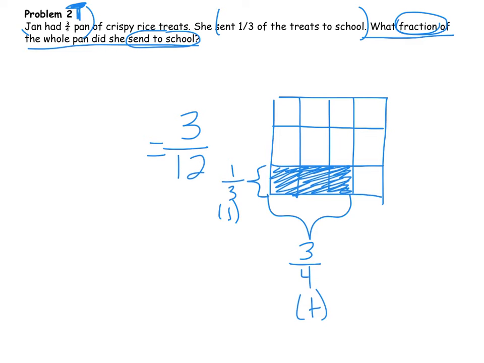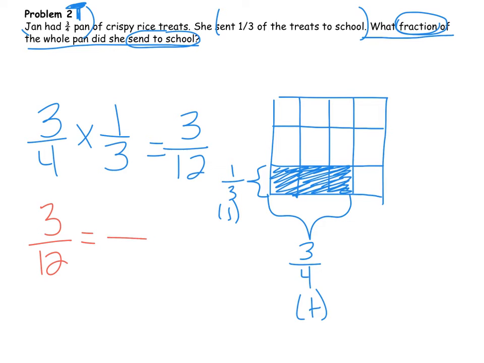So let's check our work. I have 3/4 of a pan, which is my total, times 1/3 that I sent to school. 3 times 1, my numerator is 3. 4 times 3, my denominator is 12. But we have to simplify. So 3/12 would be equal to, well, what number is divisible into 3 and 12? 3 divided by 3, 12 divided by 3. 3 divided by 3 is 1, 12 divided by 3 is 4. 1/4.